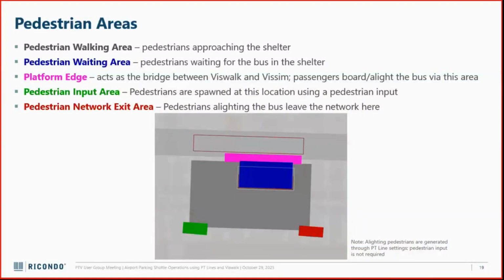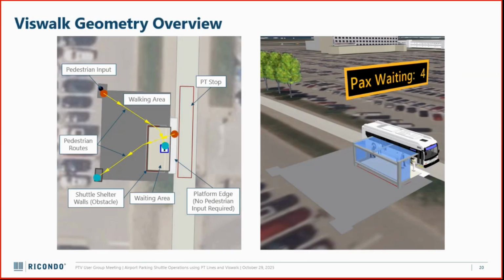Once we have that set up, we included our pedestrian areas. Most of you guys are pretty familiar with these at this point. We just included a walking area, a waiting area, and a platform edge to connect the Vissim and Viswalk effectively, as well as the input areas and the exit areas. So it's a pretty simple Viswalk network. We had one of these for each of our shuttle stations. And then we included pedestrian routes from the pedestrian input location to the waiting area, as well as from the platform edge to the exit. And you can see how it looked in both 2D and 3D on the screen here.